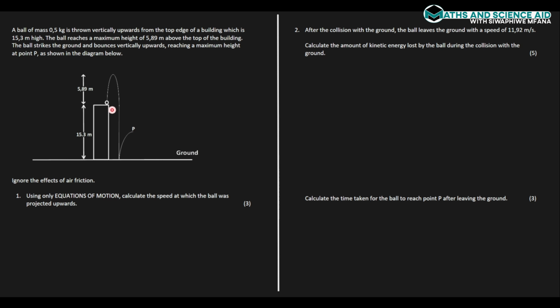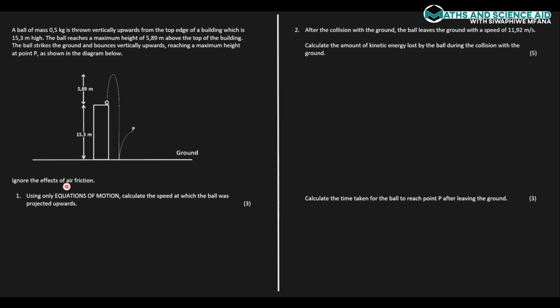Here we have a ball of 0.5 kilograms which is thrown vertically upwards from the top edge of a building which is 15.3 meters high. The ball reaches a maximum height of 5.89 meters above the top of the building. The ball strikes the ground and bounces vertically upwards, reaching a maximum height at point P. The effects of air friction are ignored.